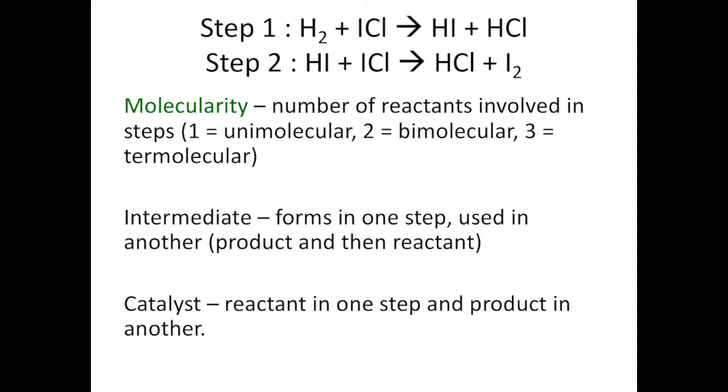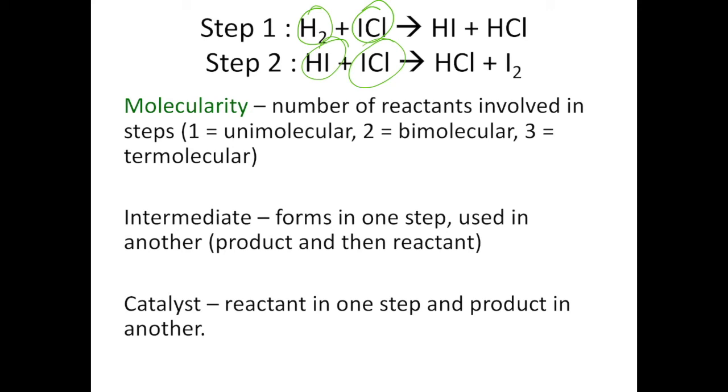Molecularity is the number of reactants that are involved in each elementary step. In our example, step 1 is bimolecular because I have two reactants. Things are mostly either unimolecular or bimolecular. You every once in a while get something that's termolecular, but it's not that common. Usually each individual step just has two things that are coming together, or maybe one thing that's falling apart. So step 2 here is also bimolecular.